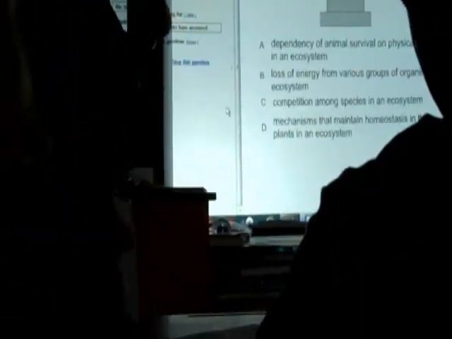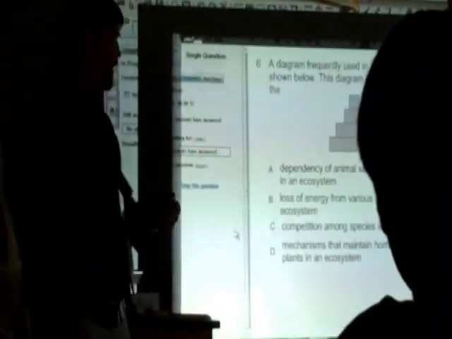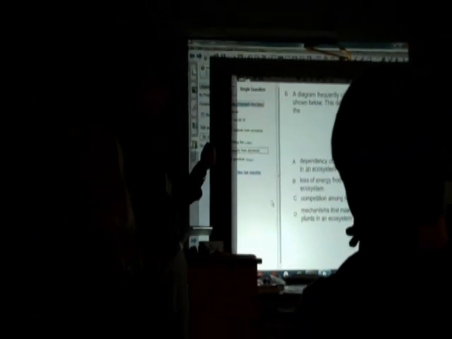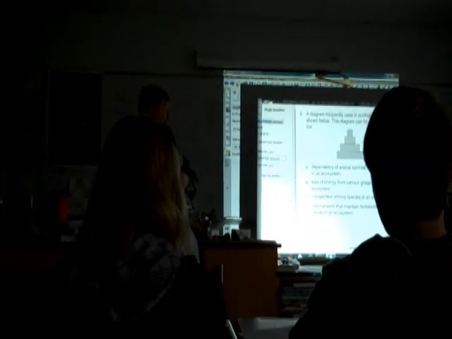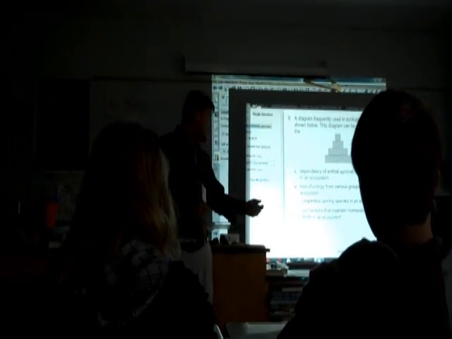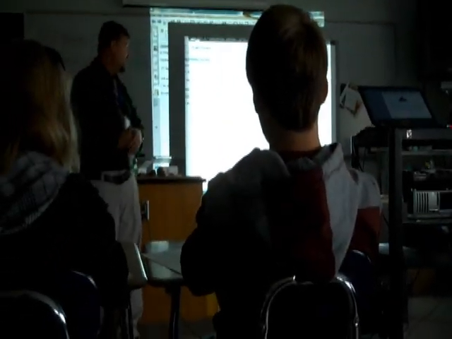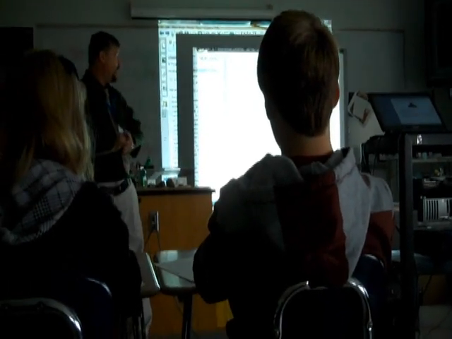All right, so here's a diagram. A diagram frequently used in ecological studies is shown below. This diagram can be used to represent A, dependency of animal survival on physical conditions in an ecosystem. B, loss of energy from various groups of organisms in an ecosystem. C, competition among species in an ecosystem. Or D, mechanisms that maintain homeostasis in plants in an ecosystem.